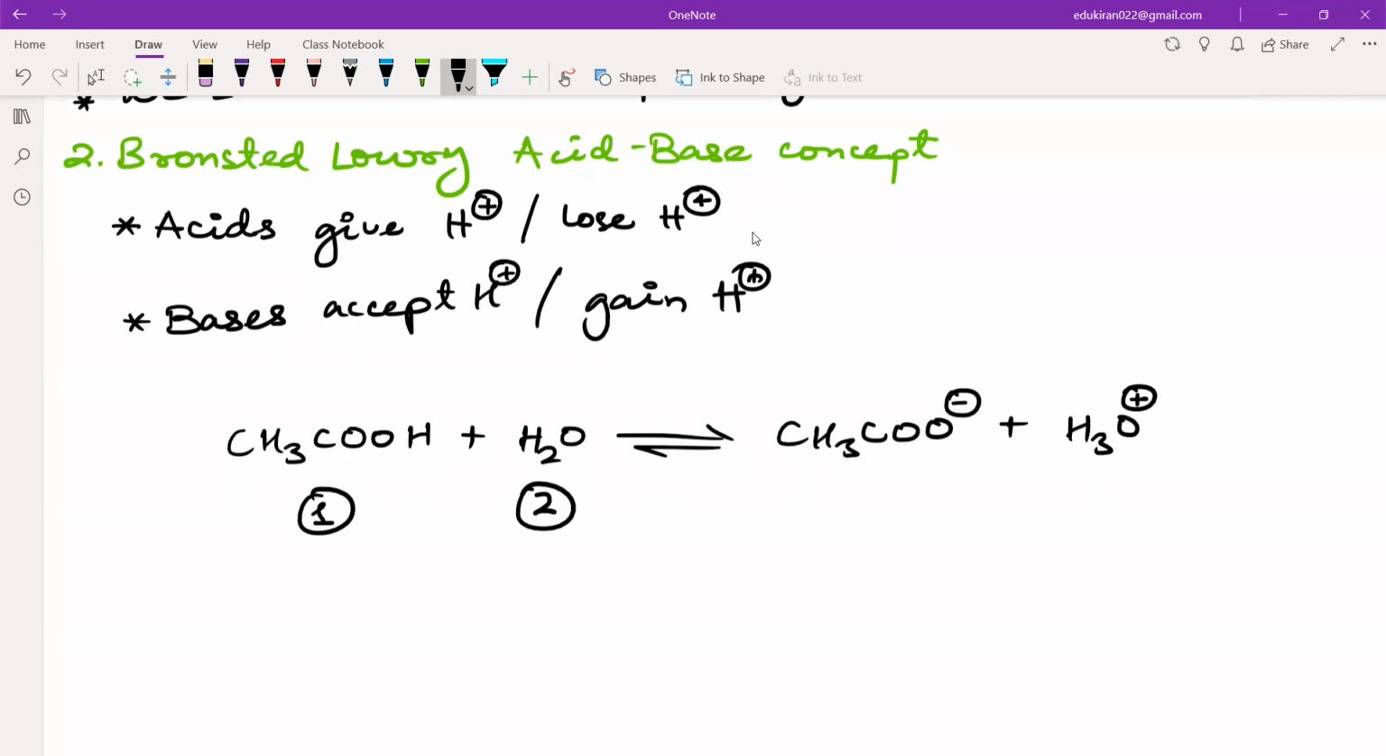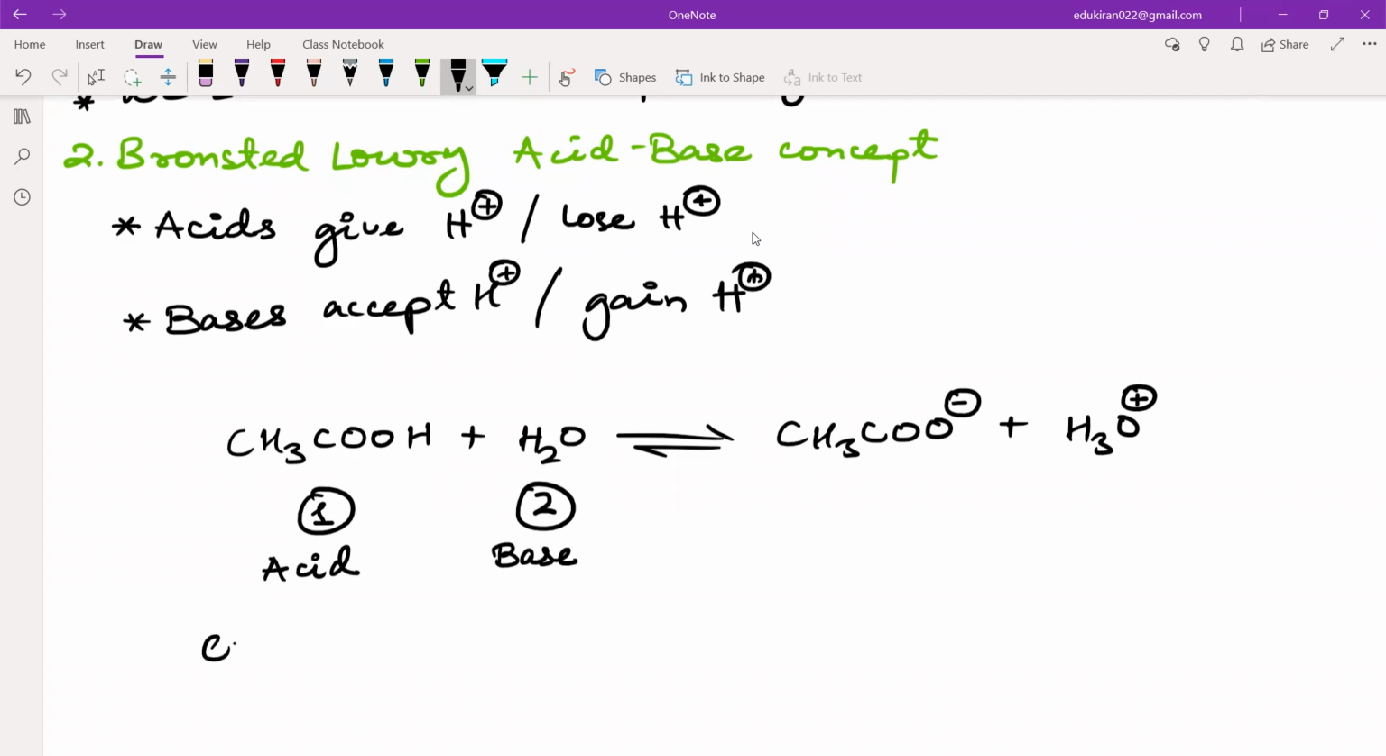Which species is losing H plus? CH3COOH, right? The first one is acid, right? All of you. And which one is gaining H plus? H2O. This is going to be base.